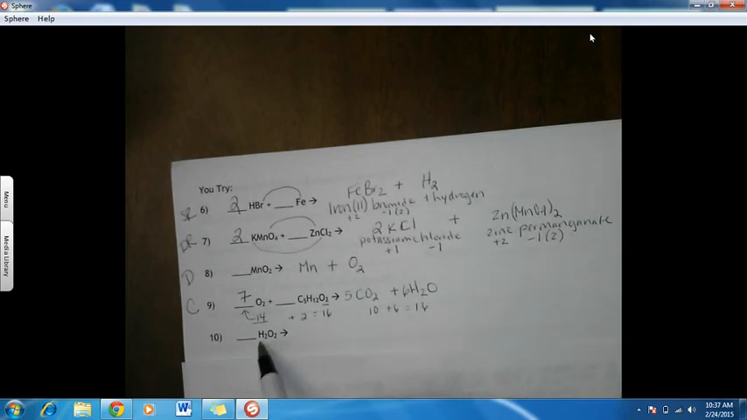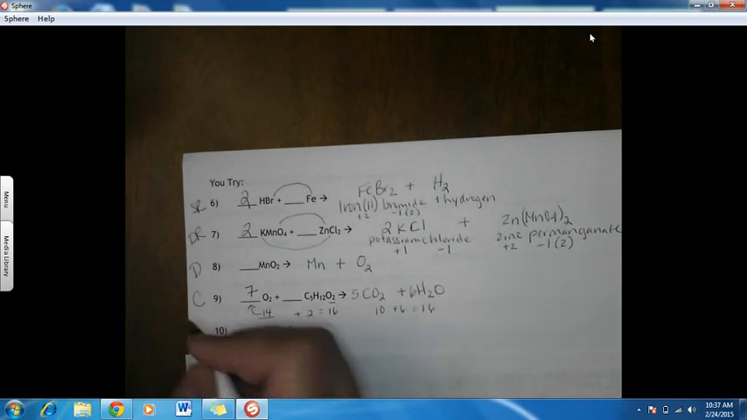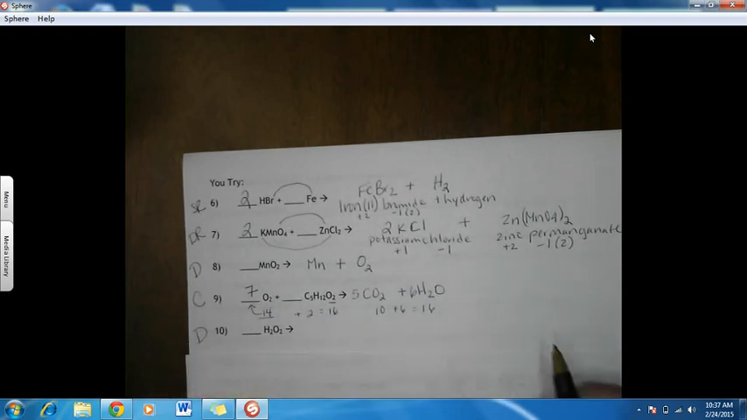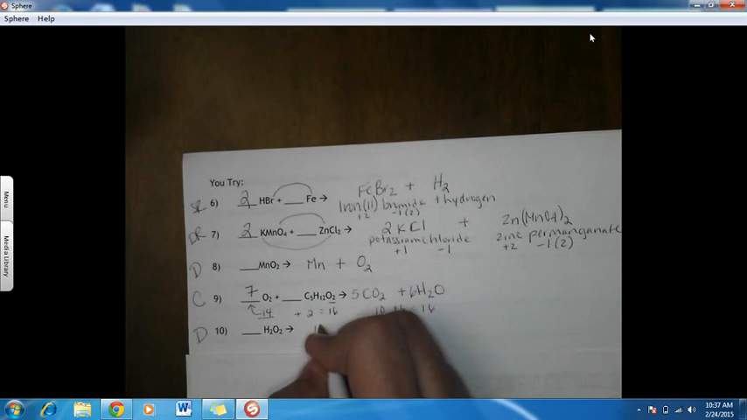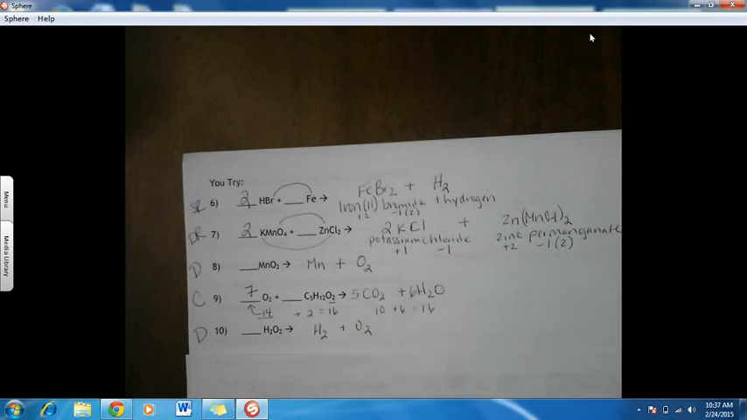Next, H2O2. This is actually hydrogen peroxide. And it's one compound, so the only thing you can do is break apart, and that's decomposition. So break apart into hydrogen and oxygen. And both of those are on our diatomic list, and so since they're by themselves, they need subscript 2's, and it turns out to be completely balanced.